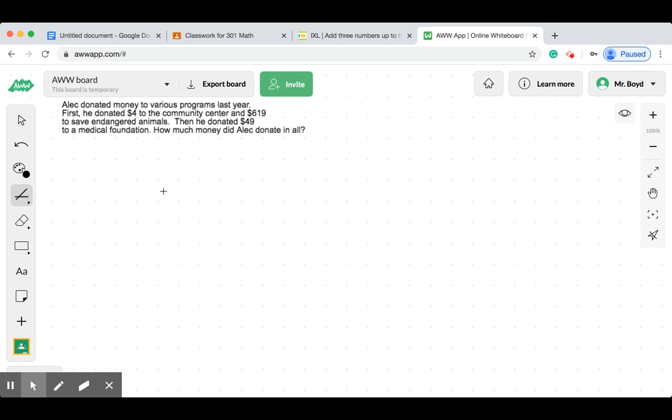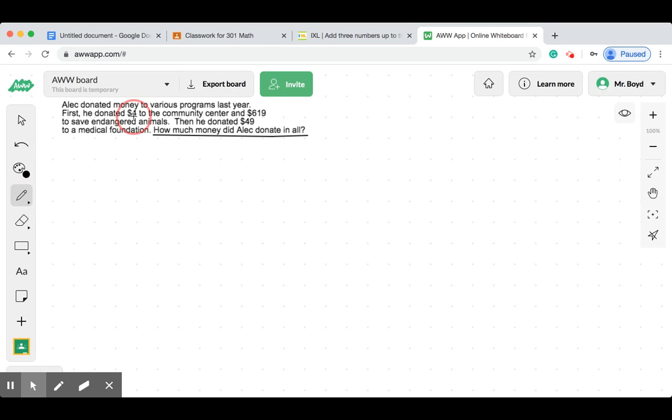Now, when we see where it says in all, we know that we're going to be talking about adding because we're talking about the total. So we want to add everything together to find our total because we want to know how much money did Alec donate in all. So now I have to go back and look at my information.